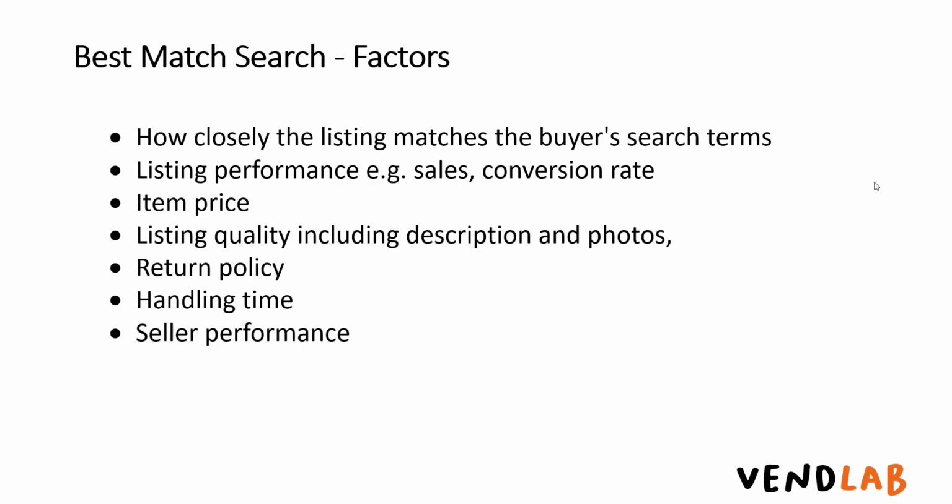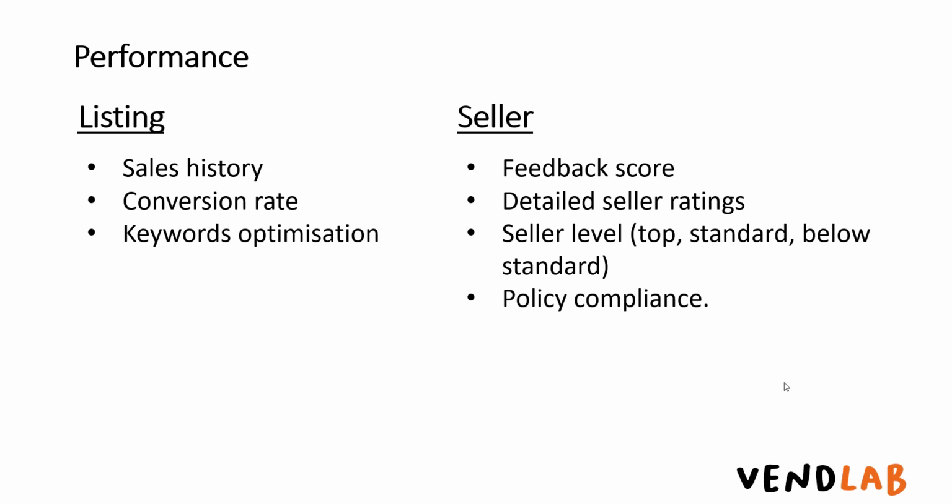time is for the product, and it will also look at the performance of the seller, i.e. is it a top rated seller, are there any policy violations on the account. When ranking listings, Best Match will look at both the performance of the listing and the seller. For the listing it will look at the sales history. All other things being equal, more established listings with more sales history will rank higher.